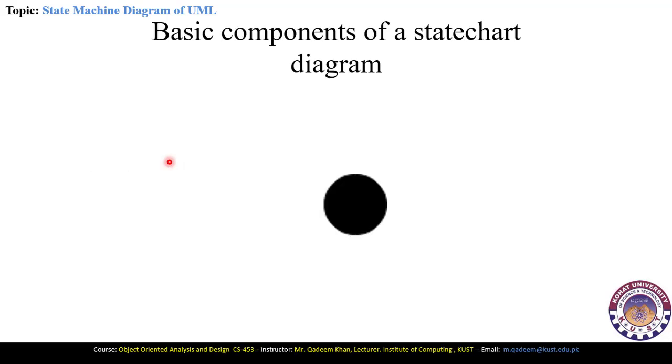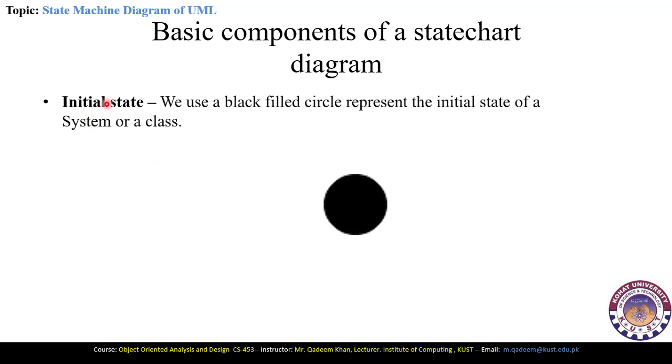Now, there are different components used for drawing the state machine diagrams. We will draw the state machine diagram in upcoming lectures, but here we are providing you a brief idea about the state machine diagrams with different examples. The first component of the state machine diagram is called the initial state, and that is represented through a filled black circle, and that is called the initial state of a class of the system.